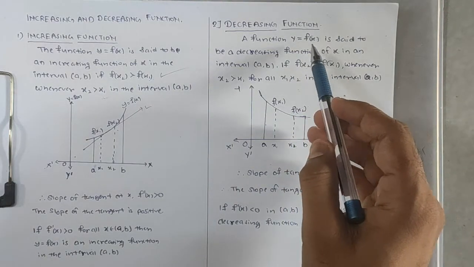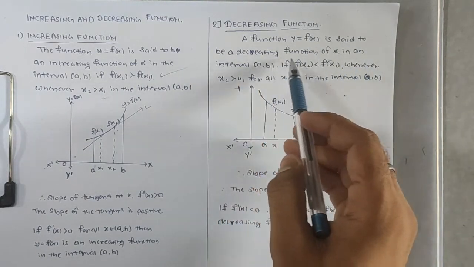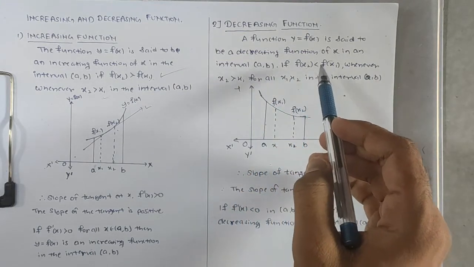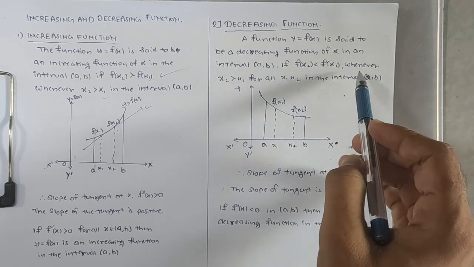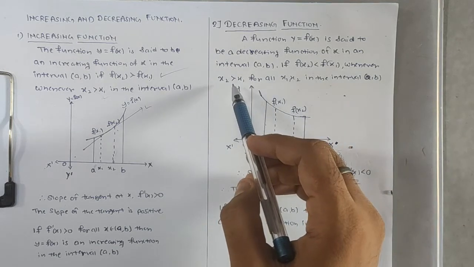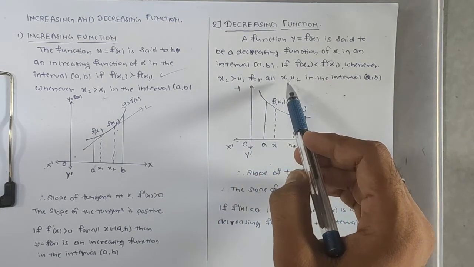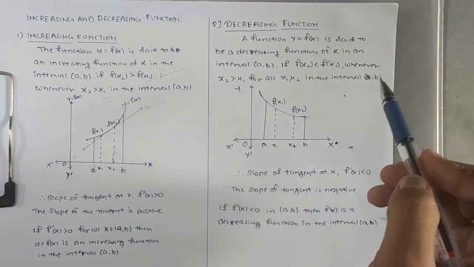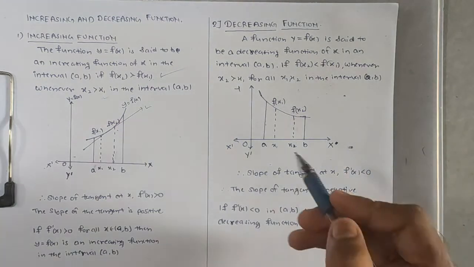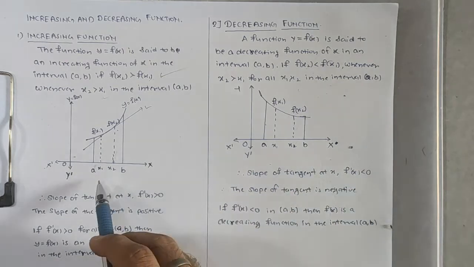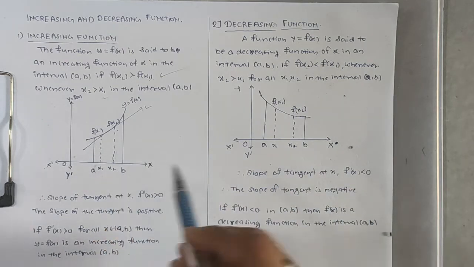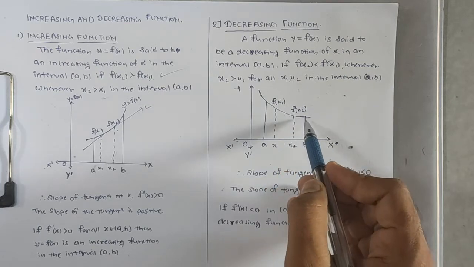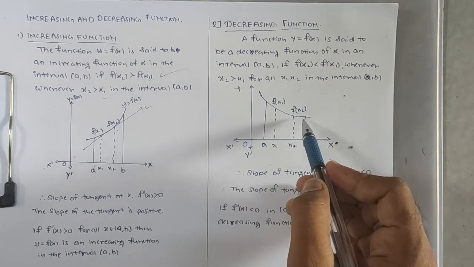A function y is equal to f of x is said to be a decreasing function of x in the interval a comma b if f of x2 is less than f of x1 whenever x2 is greater than x1, for all x1 and x2 in the interval ab. Now here the concept is what? x1 is less than x2. Same here, x1 is less than x2, but here f of x1 is greater than f of x2. So it will be a decreasing function.